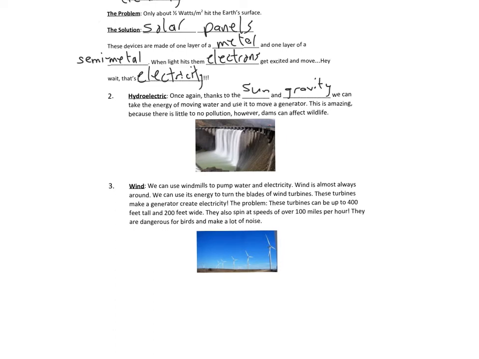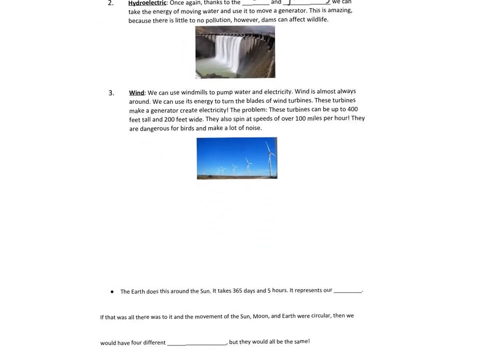Okay, so let's talk about wind now. Right? We can use windmills to pump water, as well as just directly generate electricity. So let's talk a little bit about wind real quick. It's almost always around, and at higher elevations and in certain places on Earth, it's everywhere all the time. We can use the energy from wind to push turbine blades. And these turbine blades are connected to a generator. So we get energy directly.